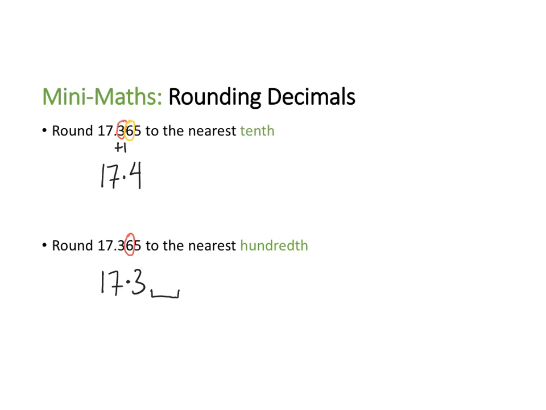It'll either stay the same or we're going to add 1 to it. How do we decide what happens to the target digit? We look to the digit to the right, and that's a 5. Remember, 5s tell us we're going to round up, so 5 or greater tells us we round up, which means that we have to add 1 to our target digit, and our answer will be 17.37. That's our number rounded to the nearest hundredth.